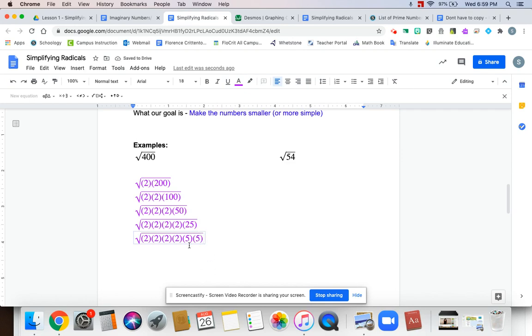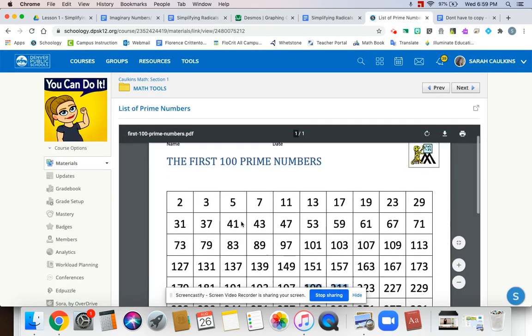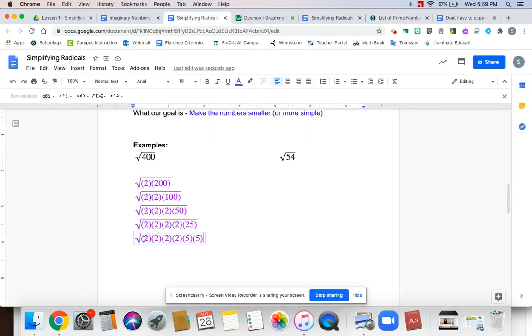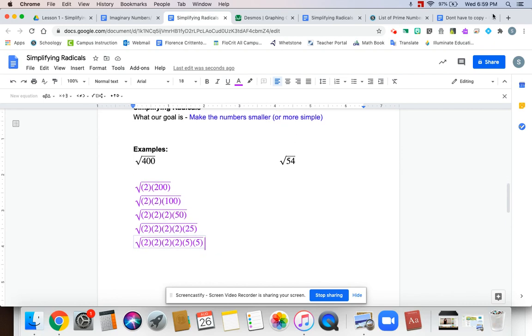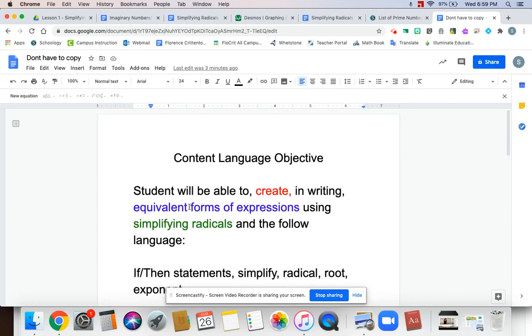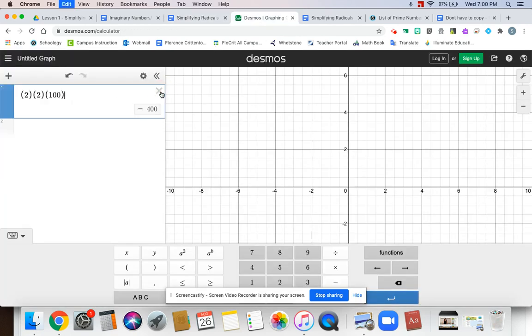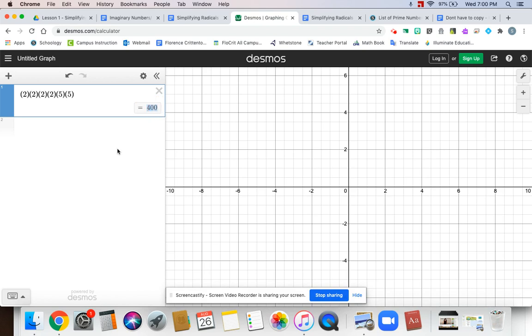So now, can 5 split apart anymore? No, because 5 is on the list of prime numbers. So now, this is broken apart. This is still 400, remember, because it's not like I'm changing the number at all. Our whole goal of this lesson is not that we're changing things, we're writing equivalent forms. Meaning at the end, I still want it to be the same thing as the square root of 400. So all these numbers, 2 times 2 times 2 times 2 times 5 times 5, is still 400. So I haven't changed it at all, I've just rewritten it to look different.